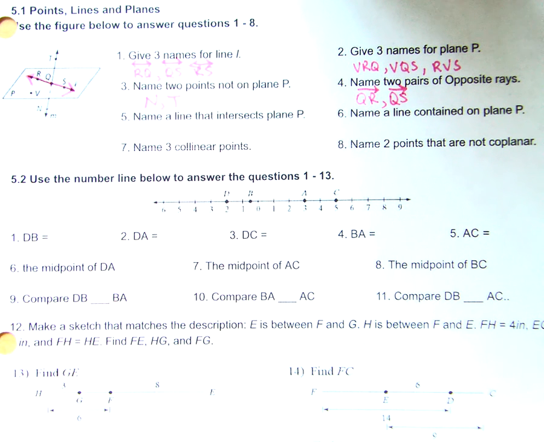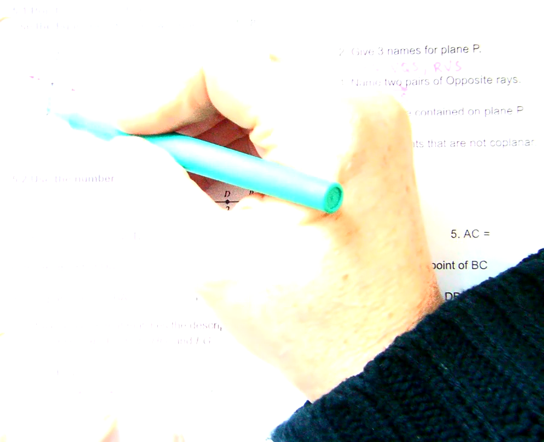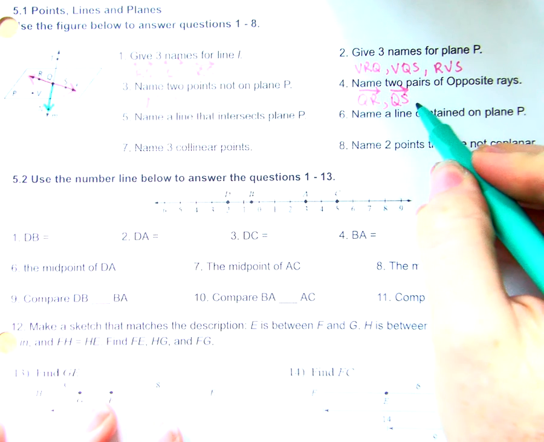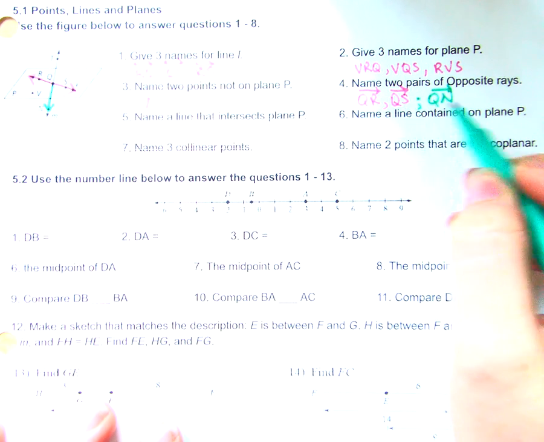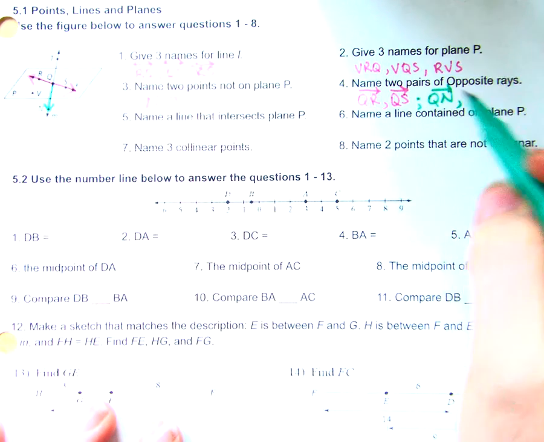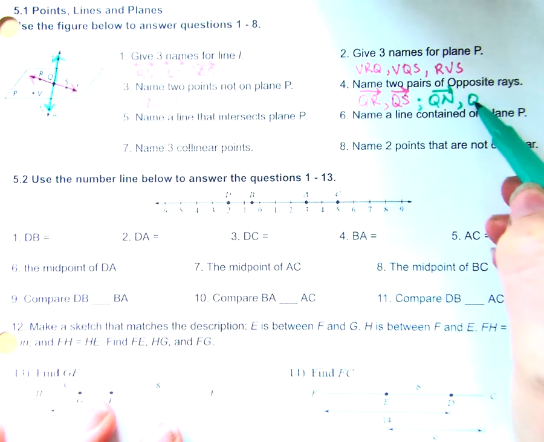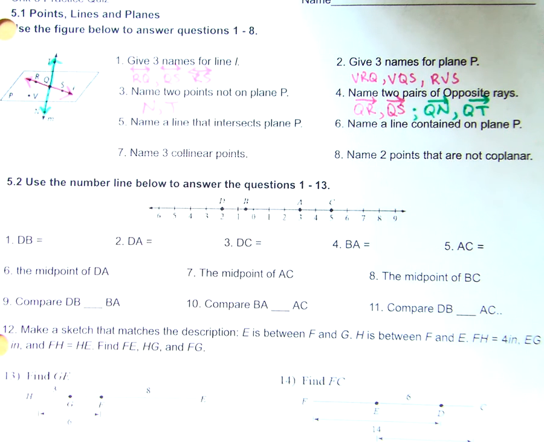And it says 2 pairs. I'm going to switch colors here. So if I still use Q, but I want to go through the plane, I could do QN as one ray. I'm not saying that QN is opposite QS, okay? I'm not saying that. And then opposite QN would be QT. So QN and QT would be opposite from each other because they create an entire line.